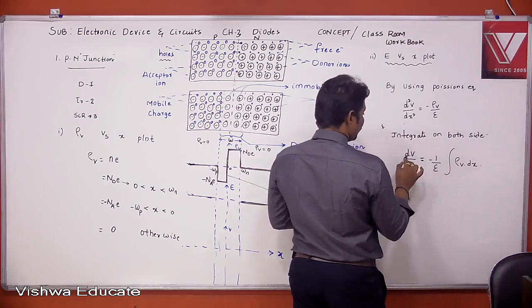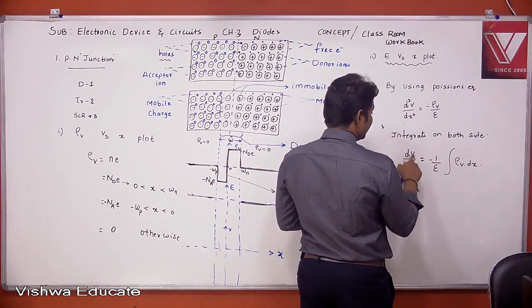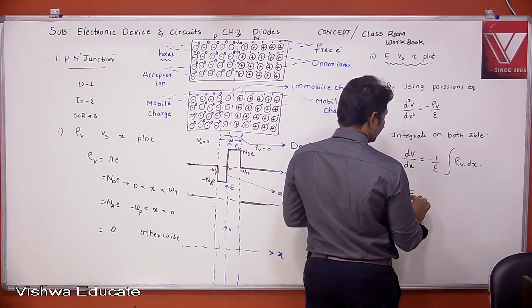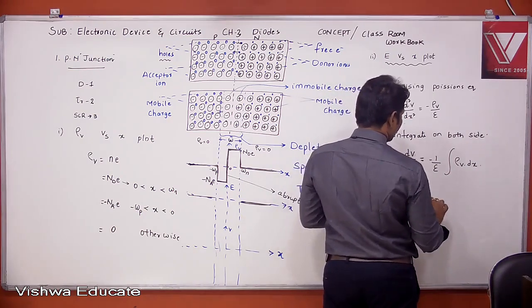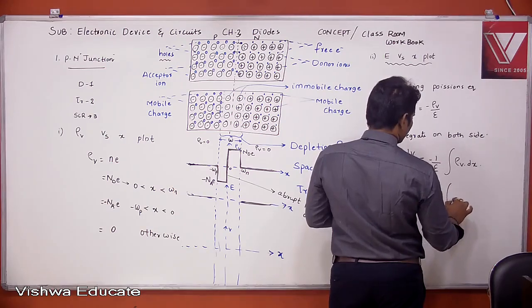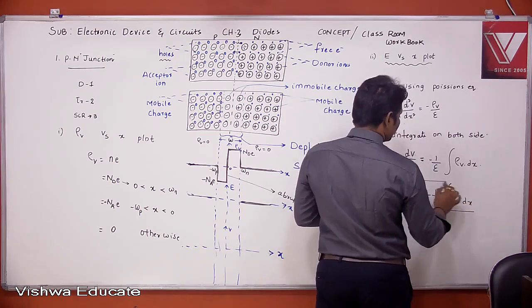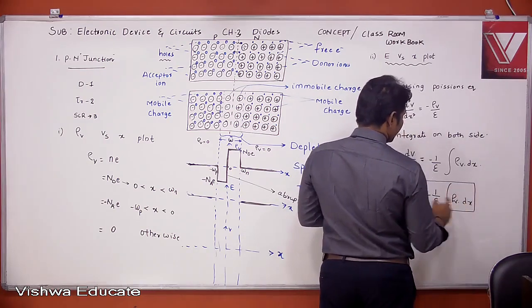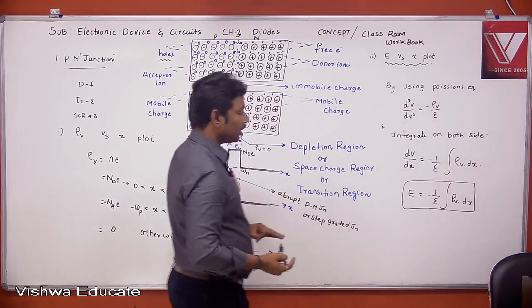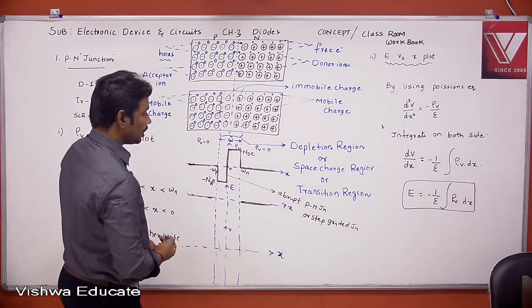Here, dV by dx is nothing but the gradient of potential. The gradient of potential is nothing but the electric field. Now E equals minus 1 by epsilon into integral rho V into dx. So how is the electric field calculated? By integration of charge density. Electric field is calculated by integration of charge density.